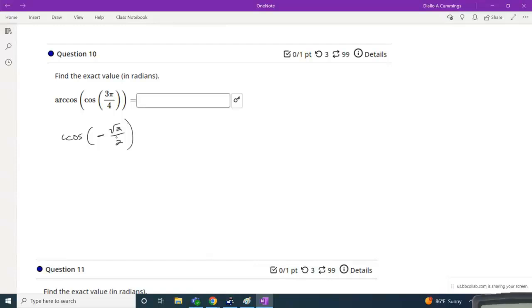So let me just put some steps on this. The first thing we did was simplify the innermost parentheses. So we've simplified the innermost parentheses. The cosine of 3 pi over 4 is negative square root of 2 over 2.